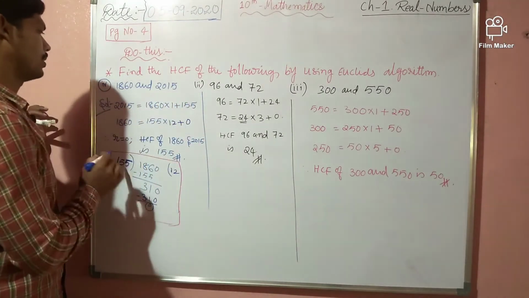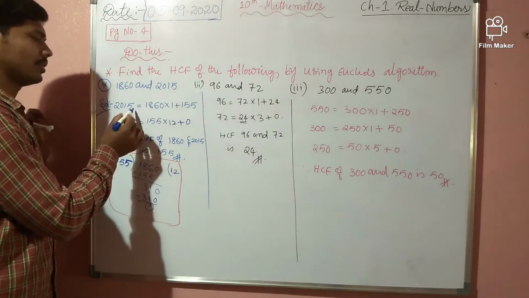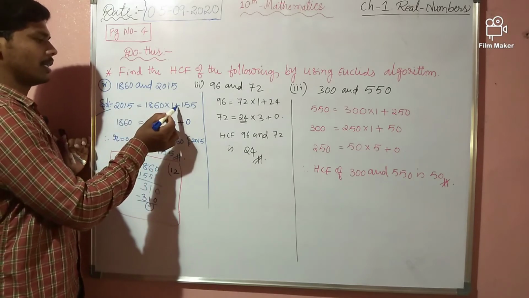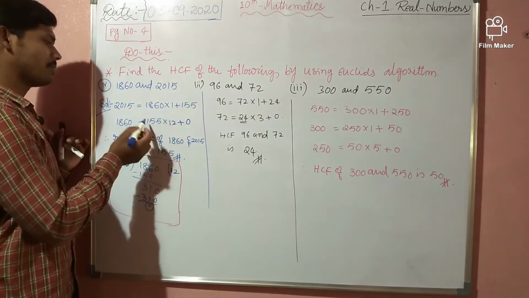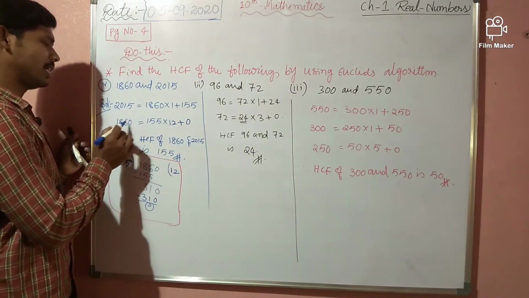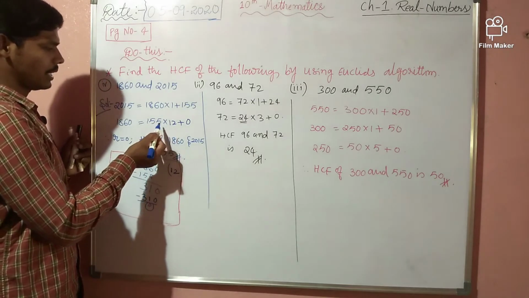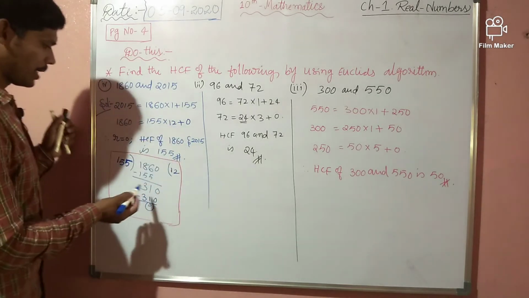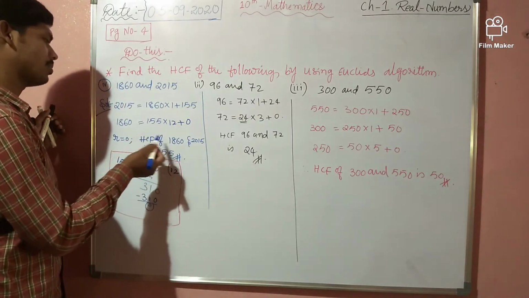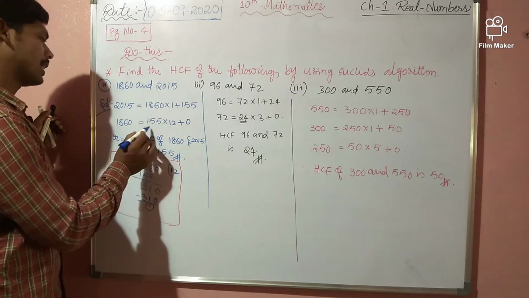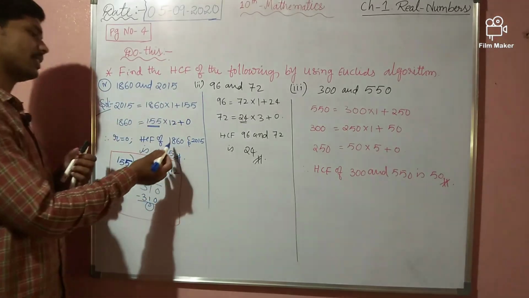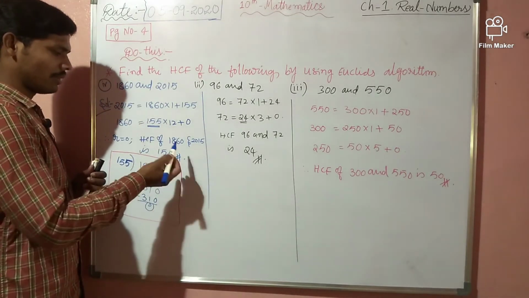Next problem, the fourth problem, given 1860 and 2015. The greater number you write as the dividend. 2015 = 1860 × 1 + 155, the remainder becomes 155. Now do the division of 1860 with the remainder 155. 155 × 12 gives 1860, so the remainder is 0. When the remainder is 0, we can't proceed further, so we stop here. At the last stage, the divisor becomes the HCF of 1860 and 2015, which is 155.